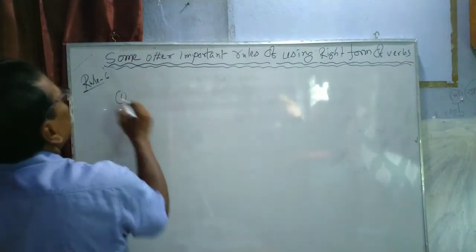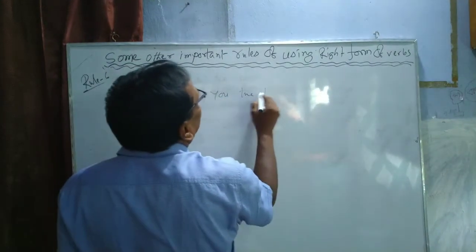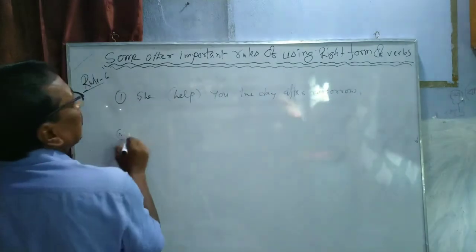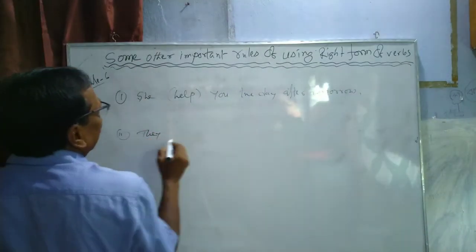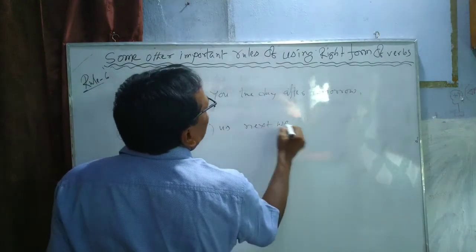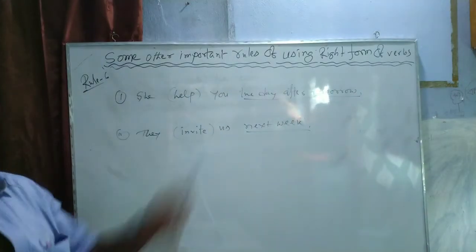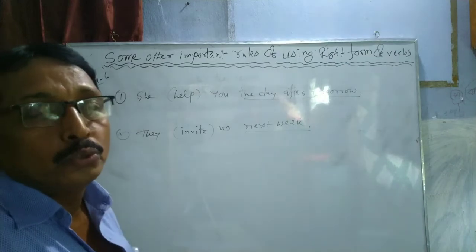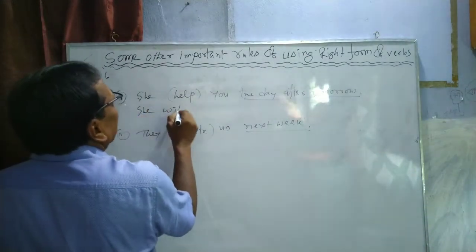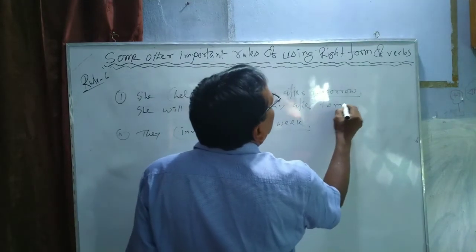Now it is your turn. She help you day after tomorrow. They invite us next week. You see, here is tomorrow, day after tomorrow, next week. So these two sentences belong to future indefinite tense. We should use shall or will after the subject and be on, that is the present form of the verb. She will help you the day after tomorrow.